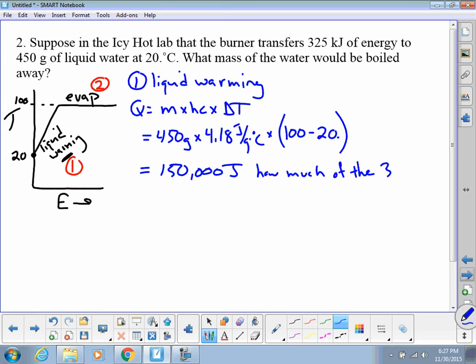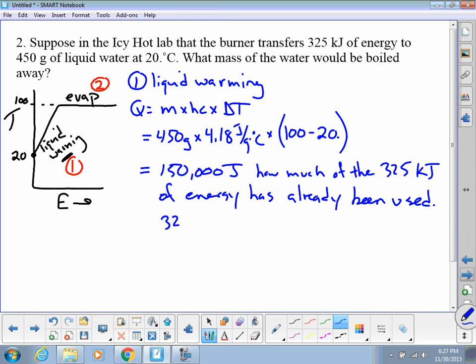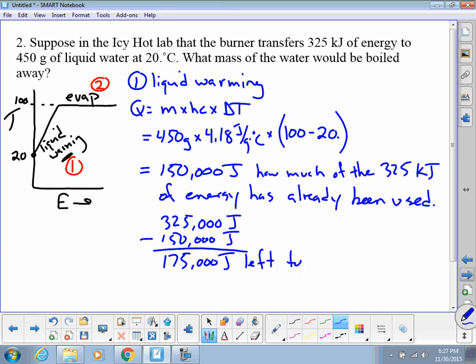So that is how much of the 325 kilojoules of energy has already been used. So how much energy do we have left? Well, what's the difference between them? If we convert that kilojoules to joules, we'd have that minus 150,000 joules, and that means that we only have 175,000 joules of energy left to boil the water.